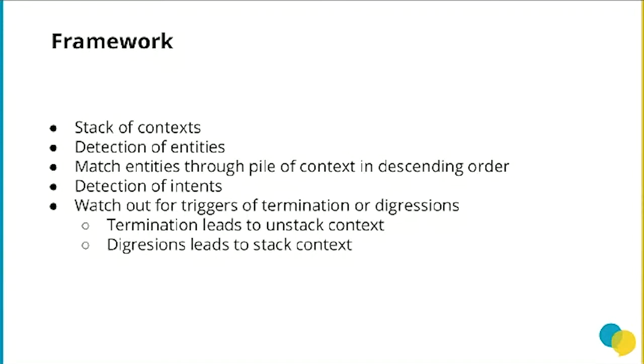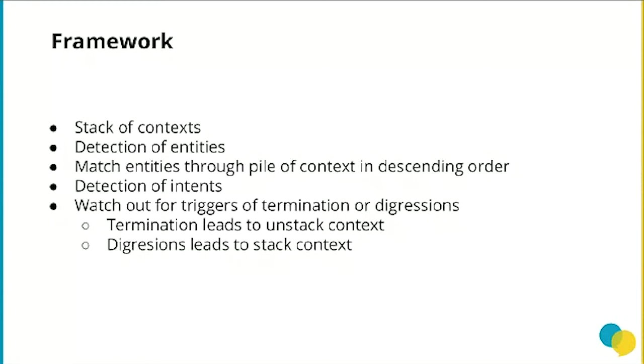Then you match the entities or one of these entities through the pile of context in descending order. So first the more recent context, and then the context before, and then the context before. So for example, for the color, we were in the shoes context, and at that moment I say that I wanted to buy black shoes, and the bot matches with the shoes context.